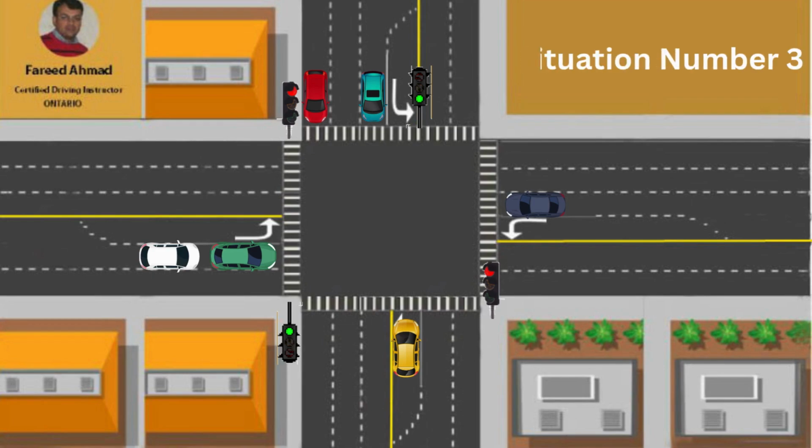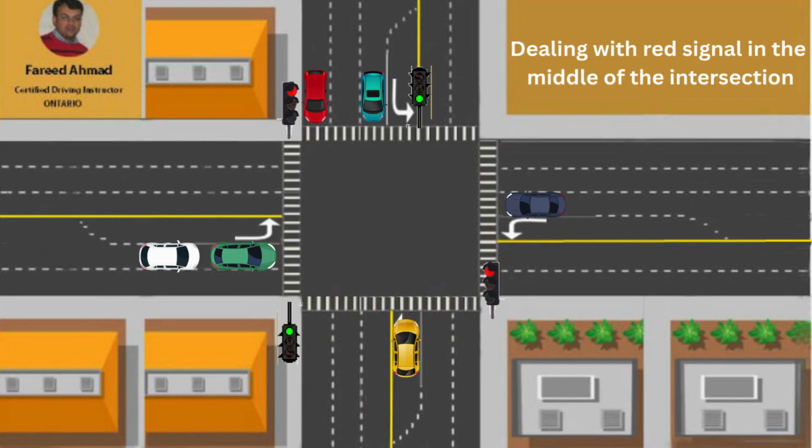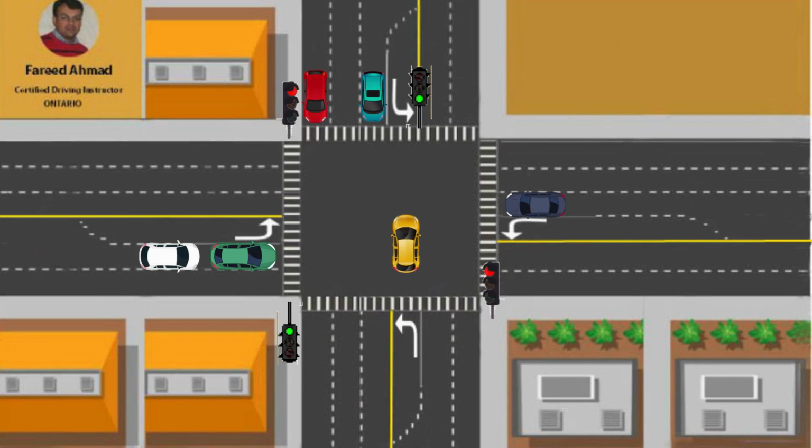Situation number three, dealing with a red signal in the middle of the intersection. This time you approach in the middle of the intersection on a green signal. You look, there is heavy traffic coming from the oncoming side. You are waiting, waiting, waiting. However, the oncoming traffic keeps coming. Now the time comes, your signal turns orange and red.